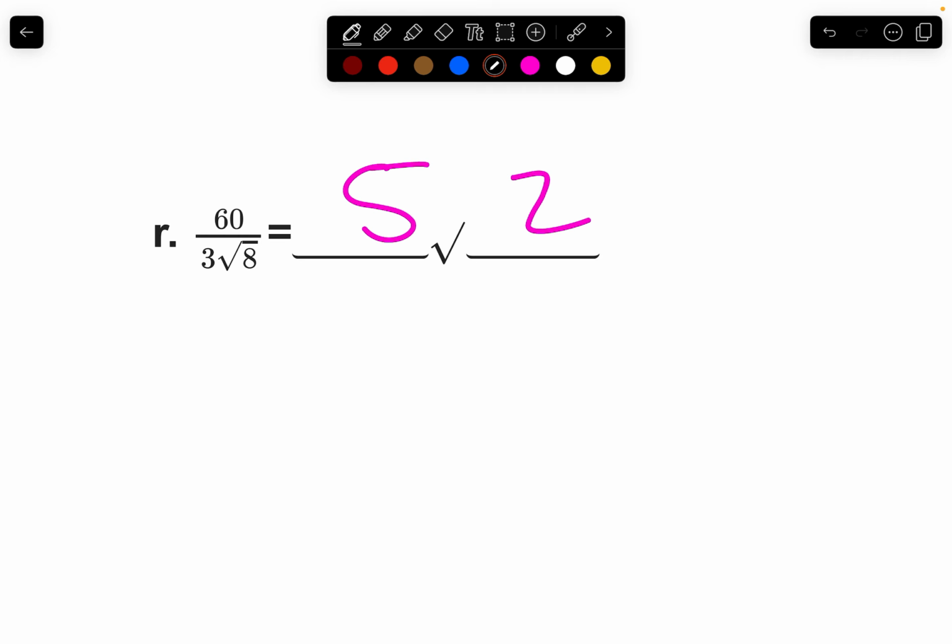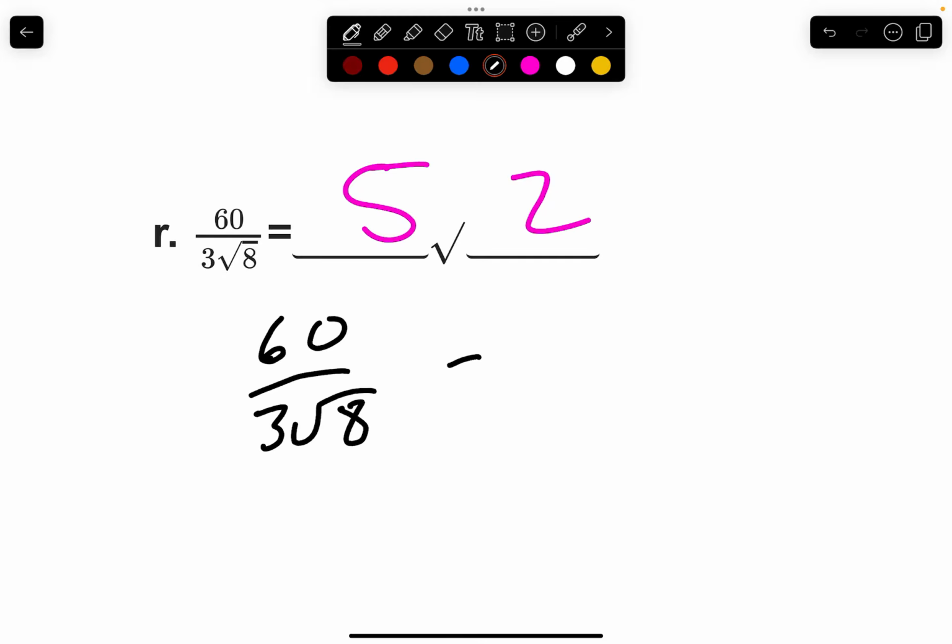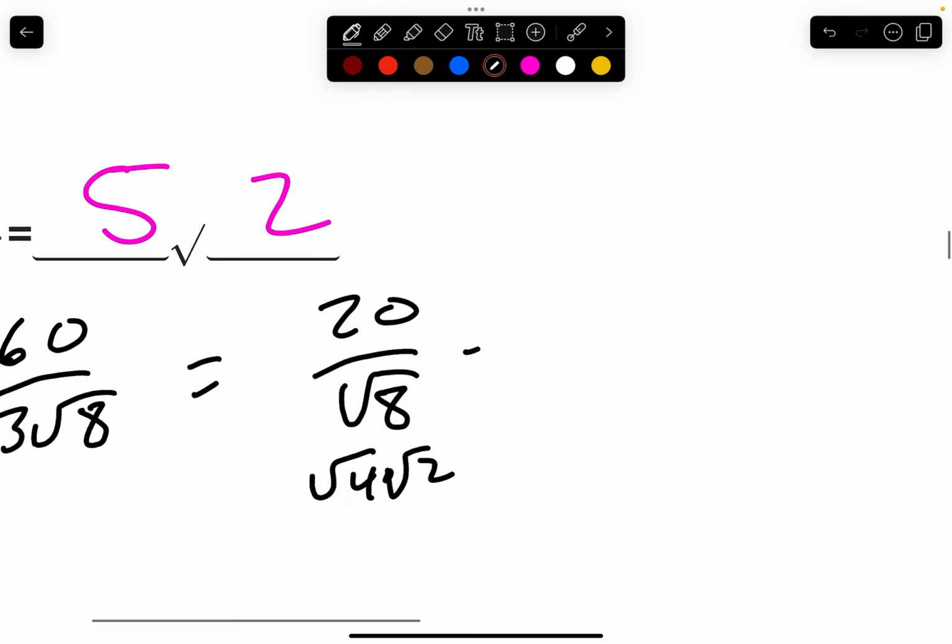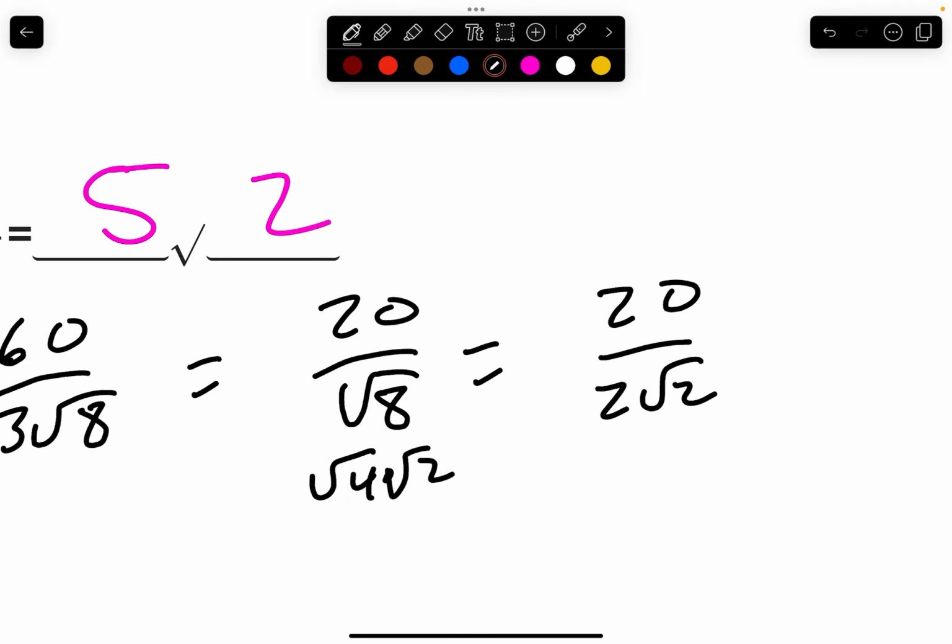There's a couple ways you could handle this. It doesn't really matter that much, but if I can simplify the radical, I'm probably doing it first. It's typically easier to do it first. So what can we do here? We can do 60 divided by 3. Let me rewrite it. 60 over 3 root 8. 60 divided by 3 would be 20 over root 8. Break down the root 8. That's root 4 root 2. So that's 20 over 2 root 2. Well, 20 divided by 2 is 10. That's 10 over root 2.